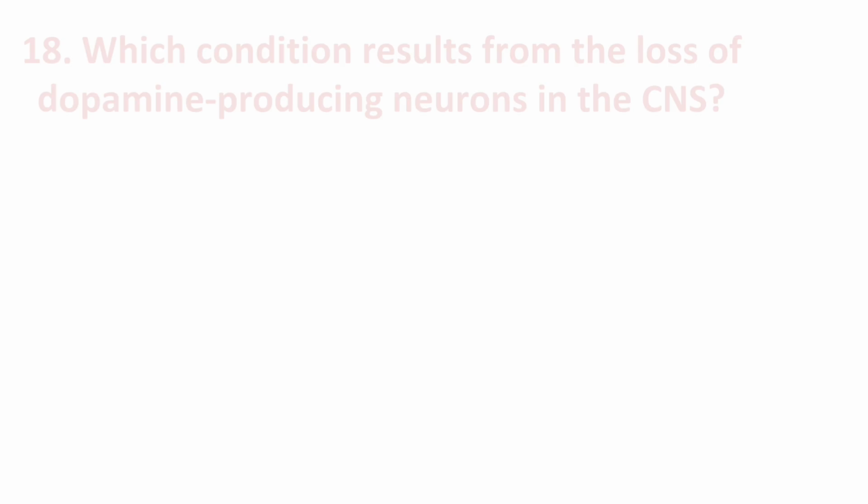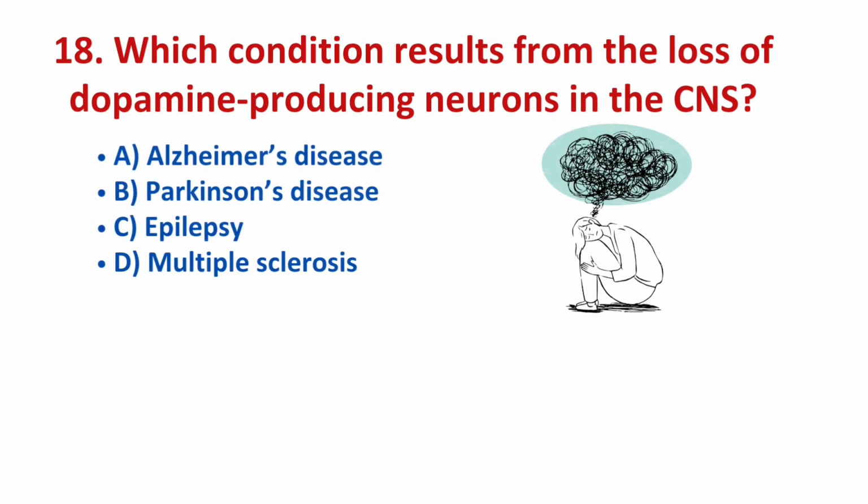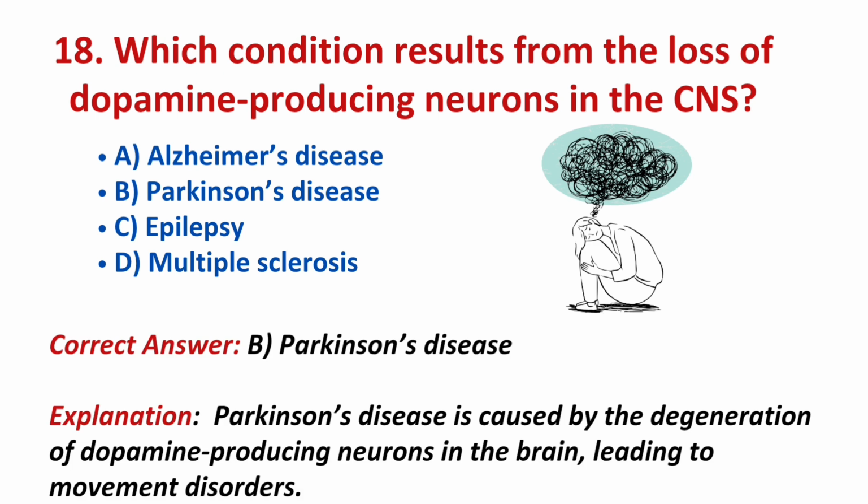Question number 18. Which condition results from loss of dopamine producing neurons in the CNS? Options are Alzheimer's disease, Parkinson's disease, epilepsy and multiple sclerosis. The correct answer is option B, Parkinson's disease. It is caused by degeneration of dopamine producing neurons in the brain, leading to movement disorders. So the correct answer is option B, Parkinson's disease. It results from loss of dopamine producing neurons in the central nervous system.